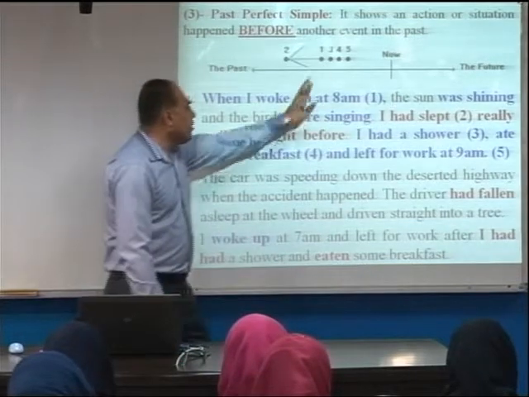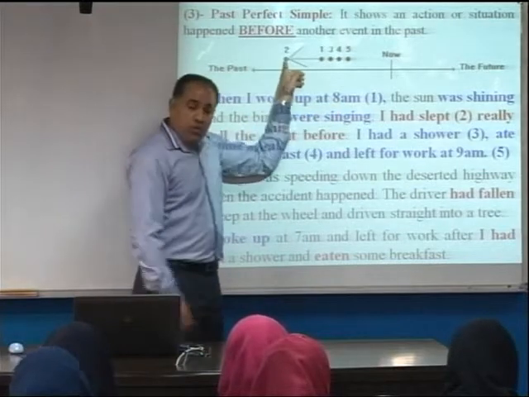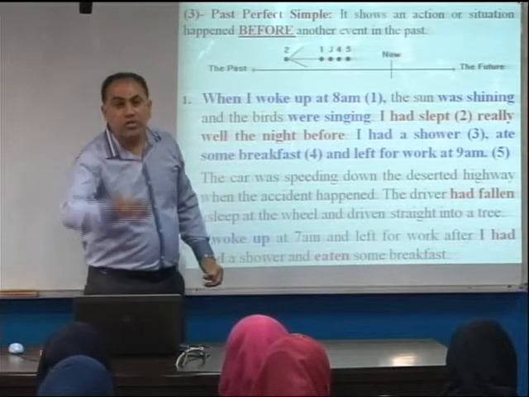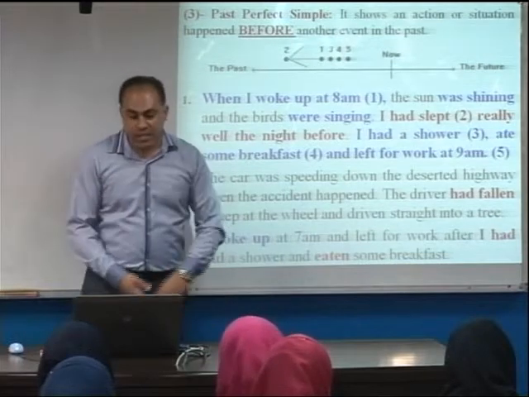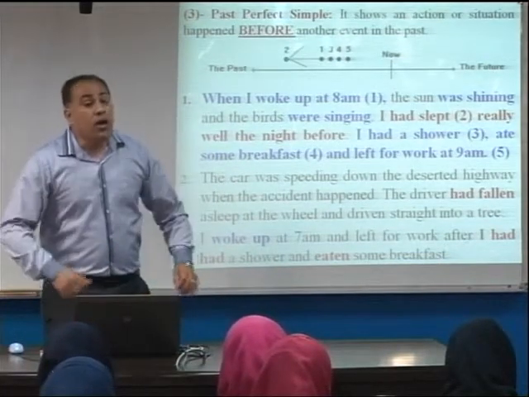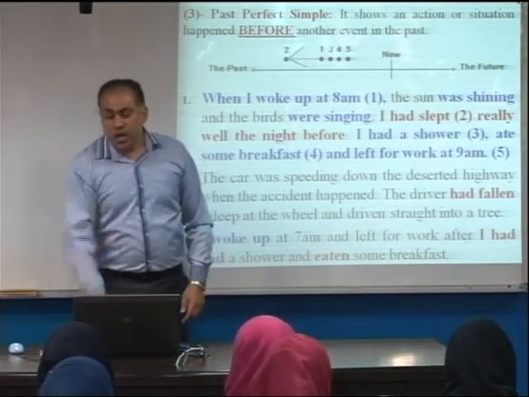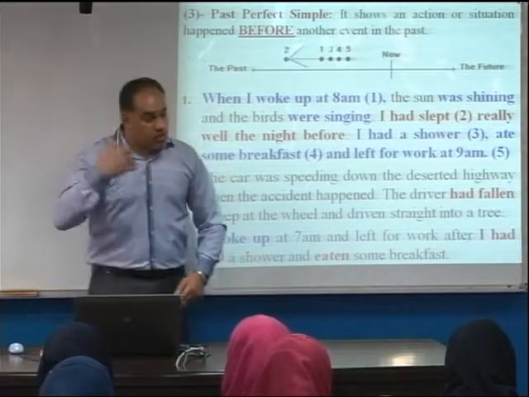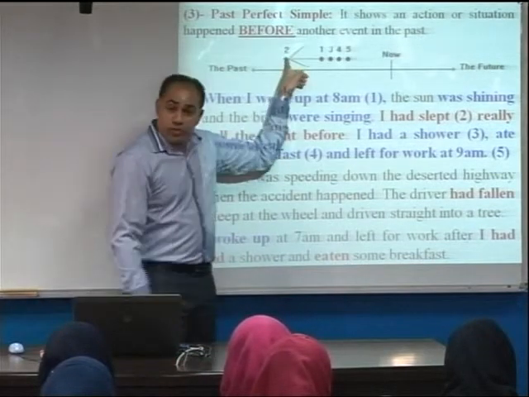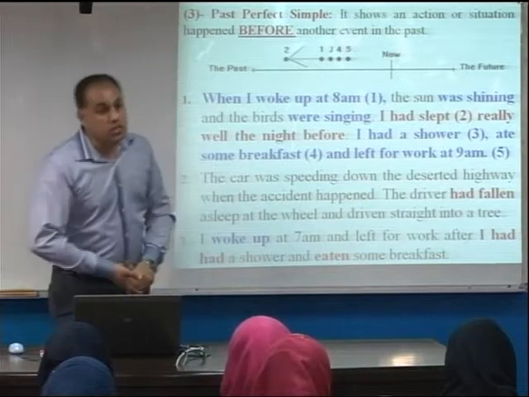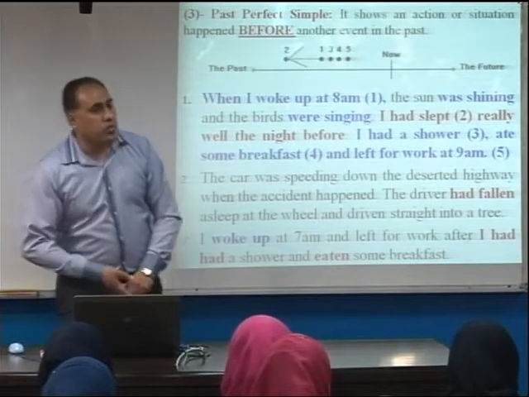So if we consider 1, 3, 4, and 5 are past actions in the past, number 2 is in the past perfect because it happened earlier, it happened before. For example, when I woke up at 8 a.m., the sun was shining and the birds were singing, I had slept. So the sleeping happened before waking up. I had slept really well that night before I had a shower, ate breakfast, and so on. So here the sleeping is number 2, and therefore it is I had slept really well last night.